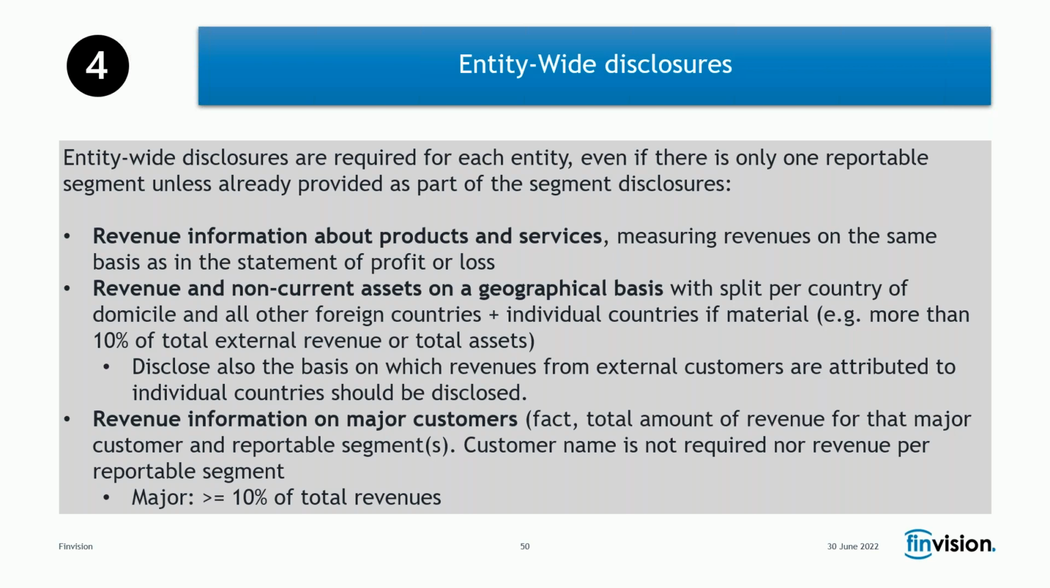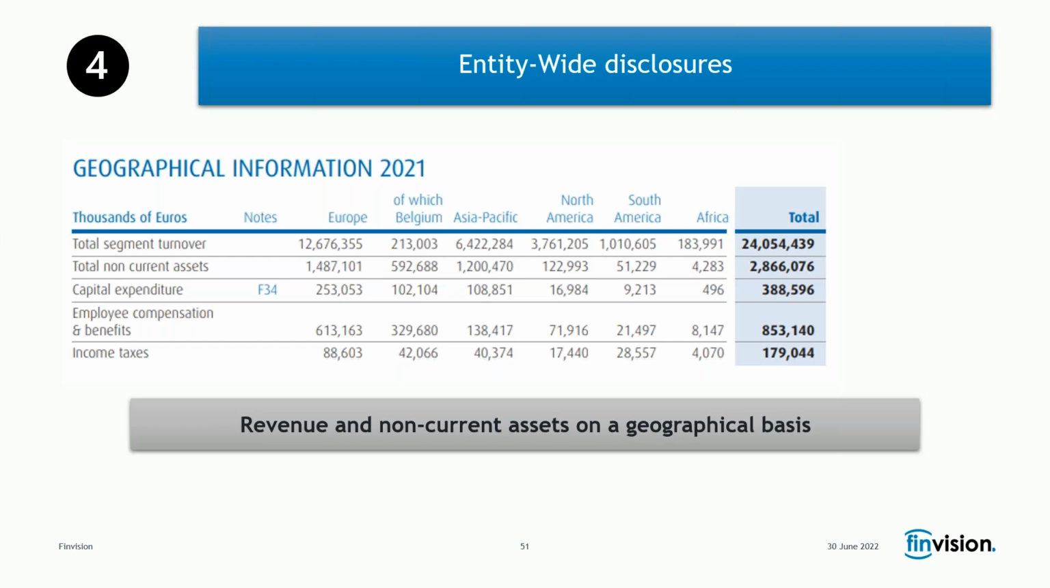This is not a requirement, but you need to explain I have 3 customers which each represent 10, 12, 30% of total revenue, for example, for 2021, and then the same percentages for 2020. Again, customer name is not required. You don't need to mention it per reportable segment. That's not a requirement, but sometimes you see that they also put it by reportable segment. So let's look at the examples.